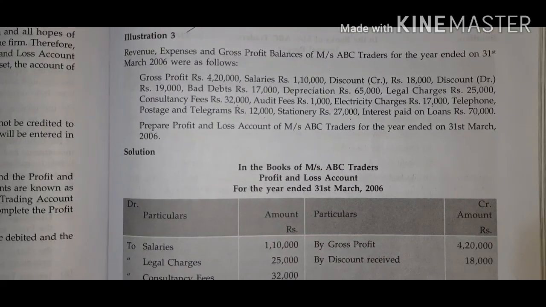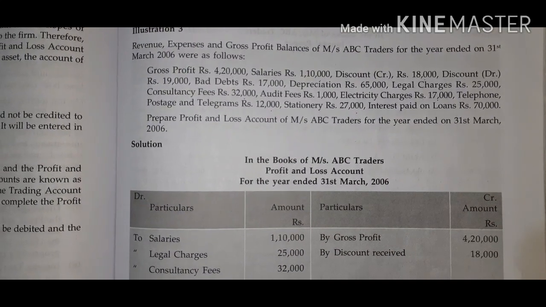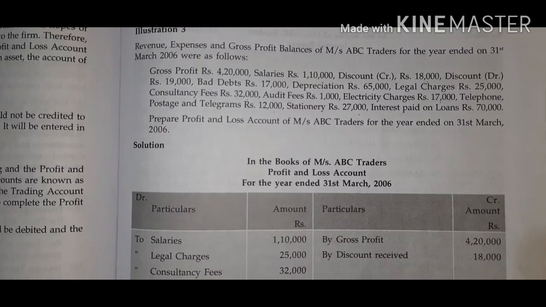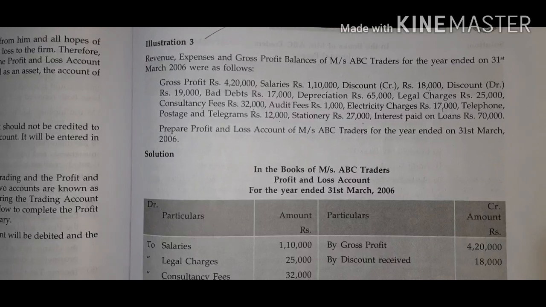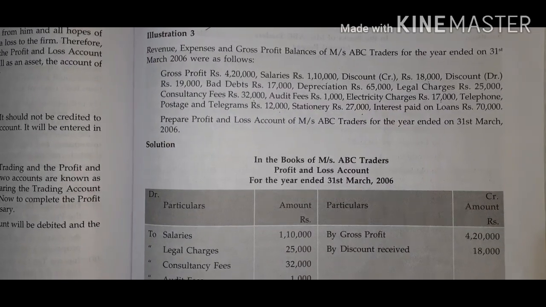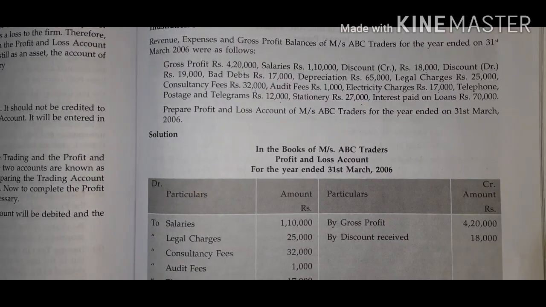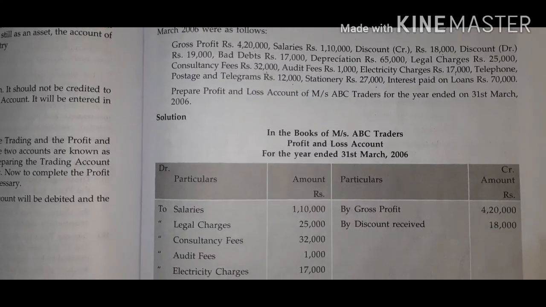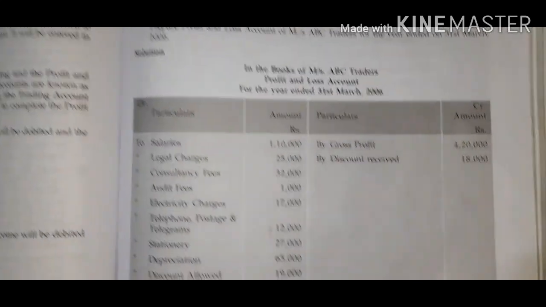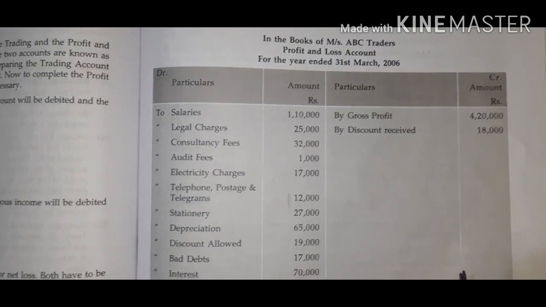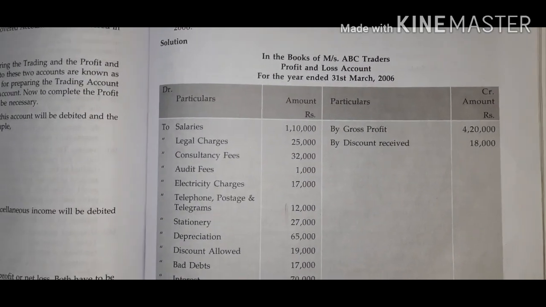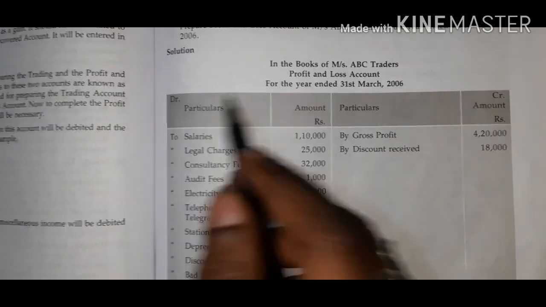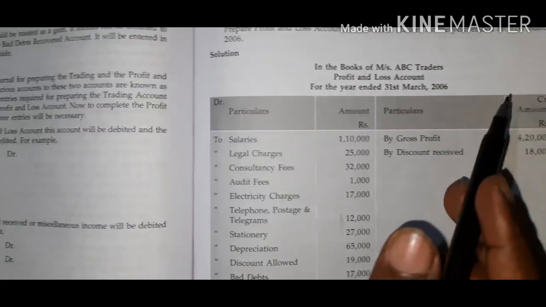Friends, already we have discussed that direct expenses and direct income will appear to the debit and credit of trading account, whereas indirect expenses and indirect incomes will be debited or credited to P&L account, friends. The very purpose of the preparation of P&L account is to ascertain net profit or loss. The same net profit or loss will be transferred to capital account. Here first let us see the preparation of P&L account in the books of Messrs ABC Traders for the year ended 31st March 2006. Your debit, credit, particulars, amount rupees, particulars, amount rupees.